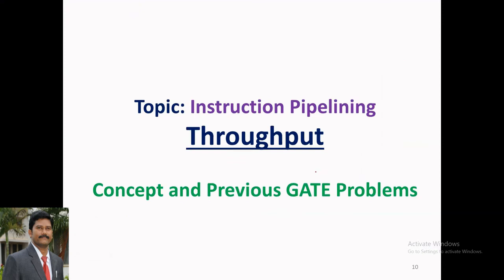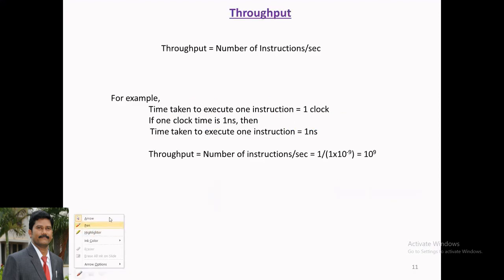Now let us discuss the next concept, that is throughput in instruction pipelining. Both the concept and previous GATE problems, let us see. Now what is throughput here? Throughput is nothing but the number of instructions per second. If you take a pipeline processor, how many instructions it is executing per second, that is the throughput. Just remember this one: throughput equals number of instructions per second.